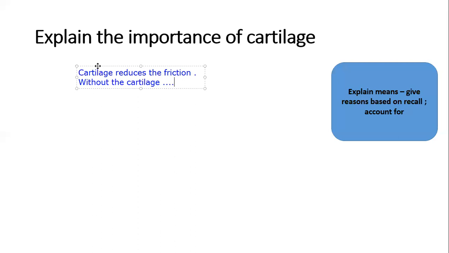Your bones start rubbing up against each other. You won't be able to move your shoulder nor your limbs. You won't be able to move your limbs at all. Make sense?